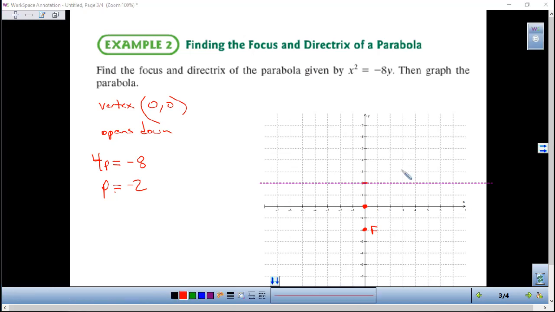And then we need the width of the latus rectum to determine exactly how far out we're going to go. So 4p is negative 8, so we're going to go in each direction half of the absolute value of that. The absolute value is 8, half of that is 4, so we go 1, 2, 3, 4, and 1, 2, 3, 4. And then we can sketch our graph.